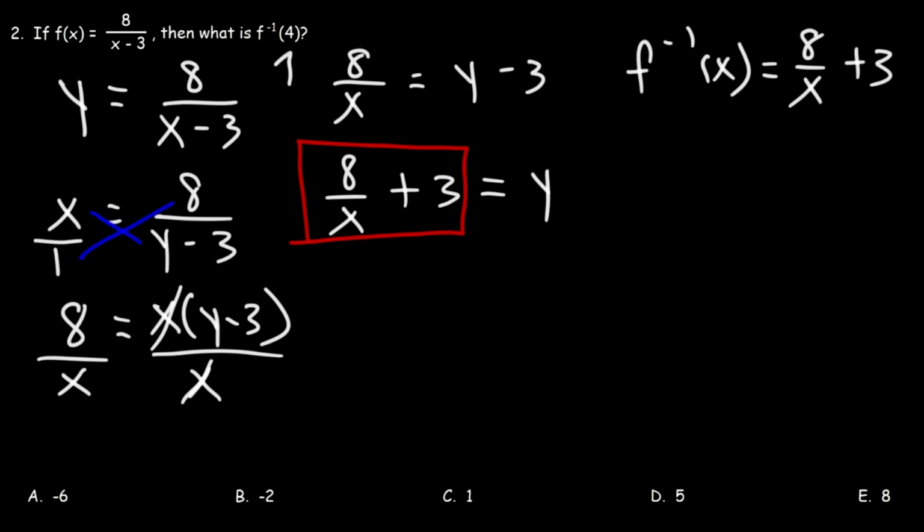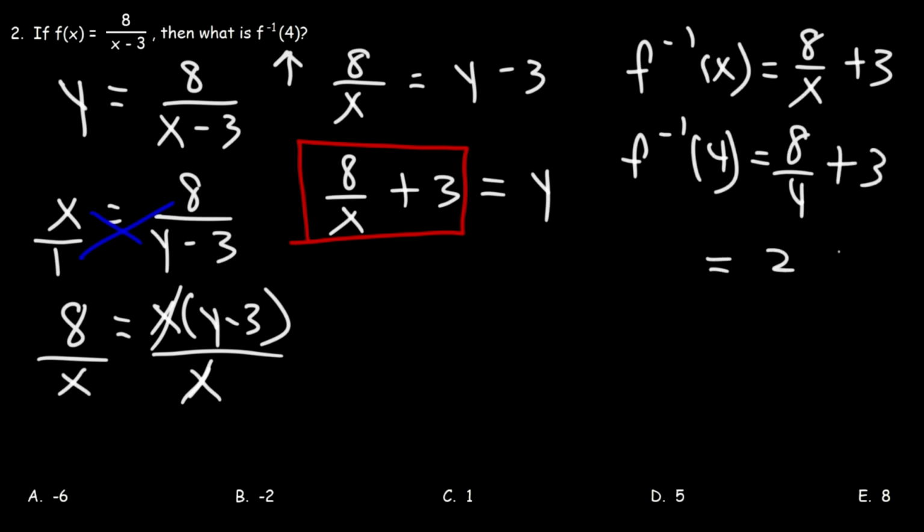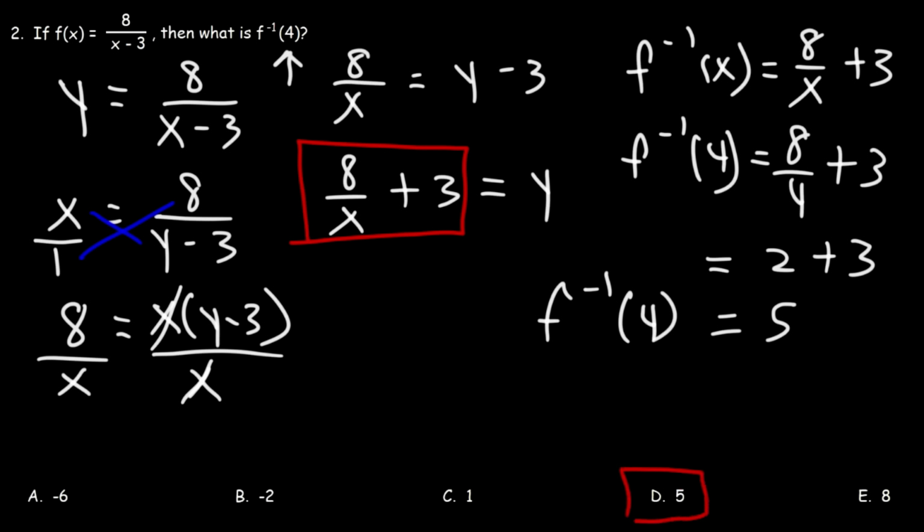Now, all we need to do at this point is plug in 4. So this is going to be 8 over 4 plus 3. 8 divided by 4 is 2. 2 plus 3 is 5. So f inverse of 4 is equal to 5, which means that answer choice D is the right answer.